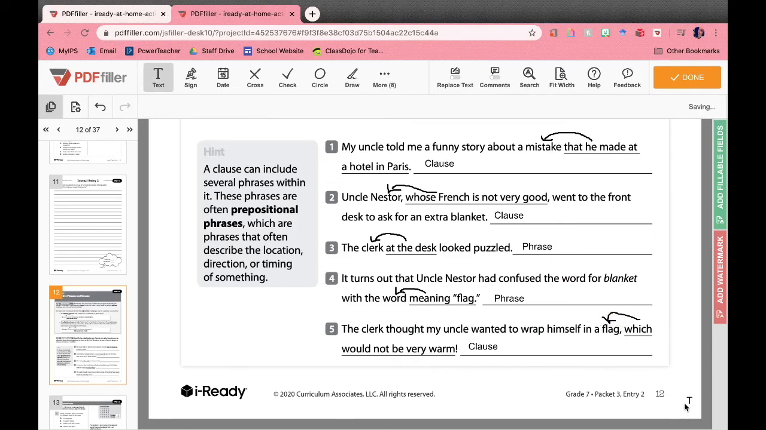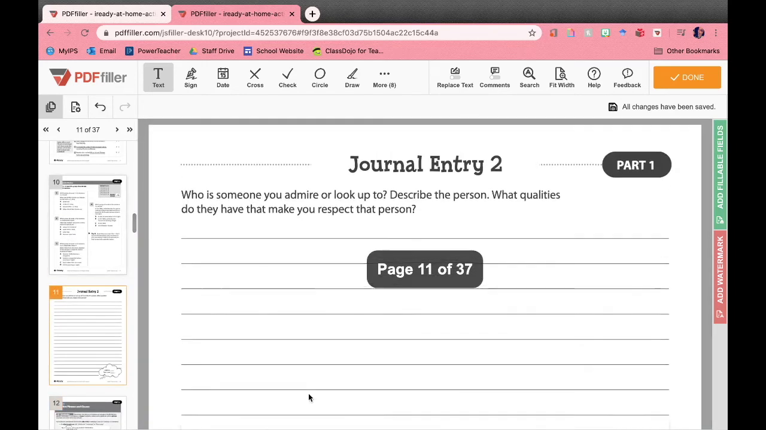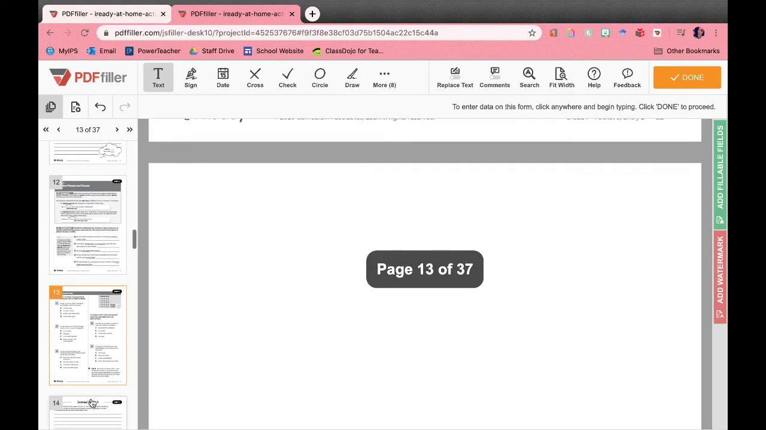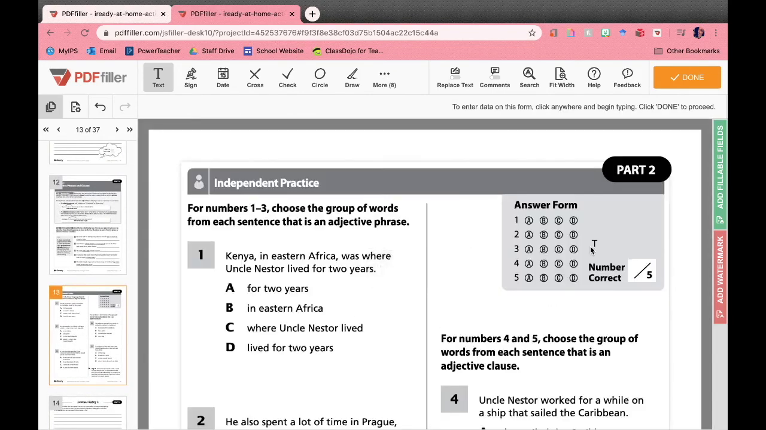So hopefully this makes a lot of sense. If not, you can get in touch with me during office hours today. Make sure that you complete the journal on page 11, and then you are doing page 13 independently. If you have any questions, I'll be available during office hours today.